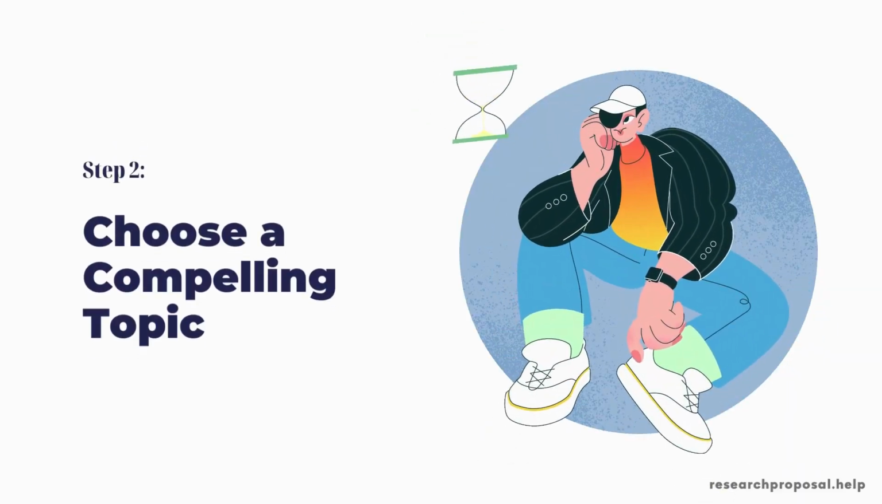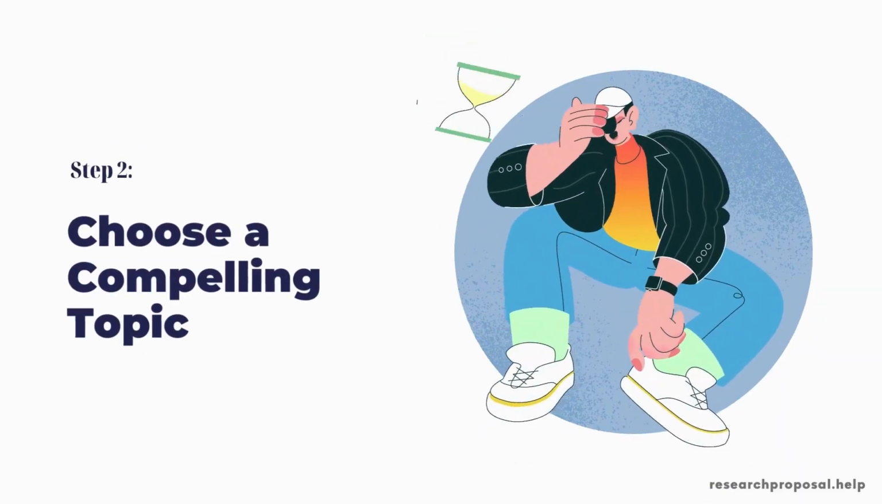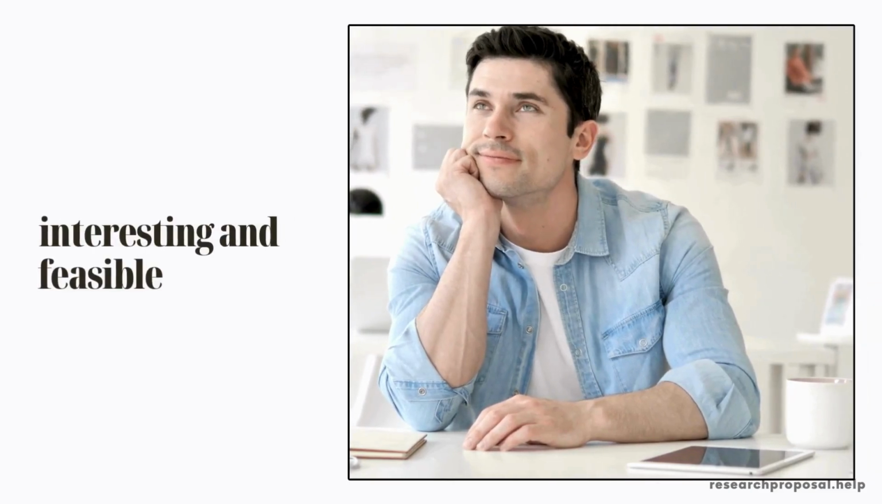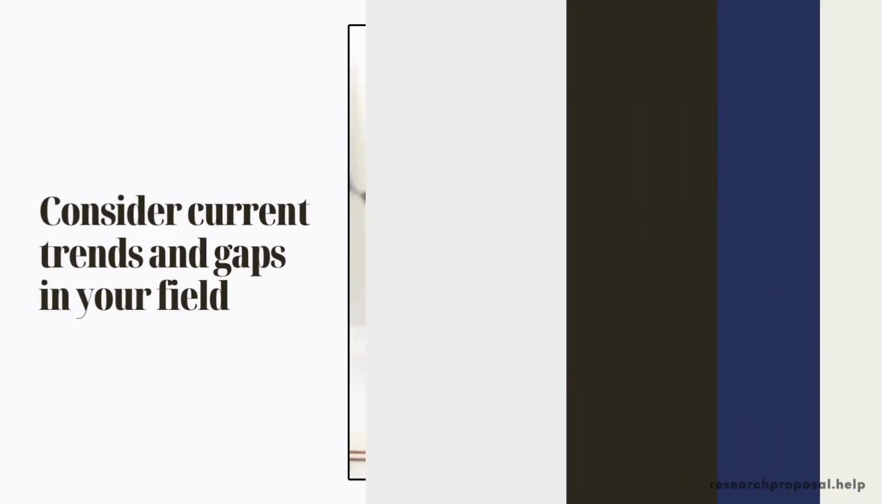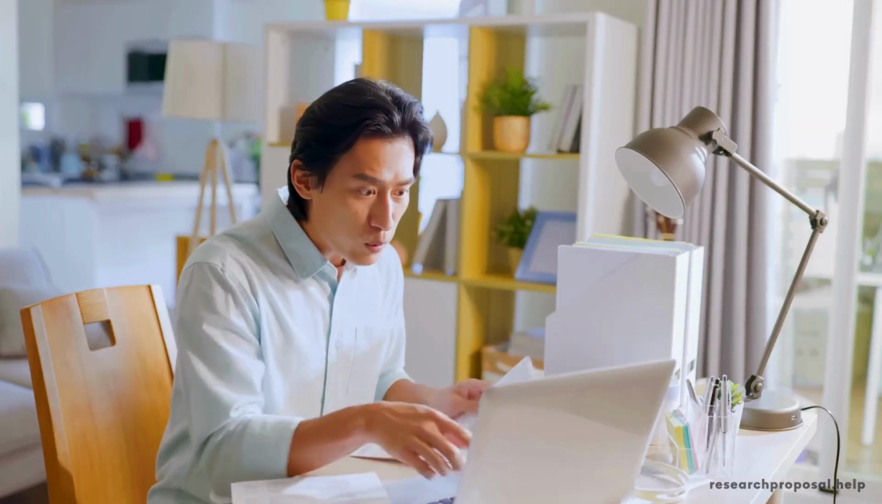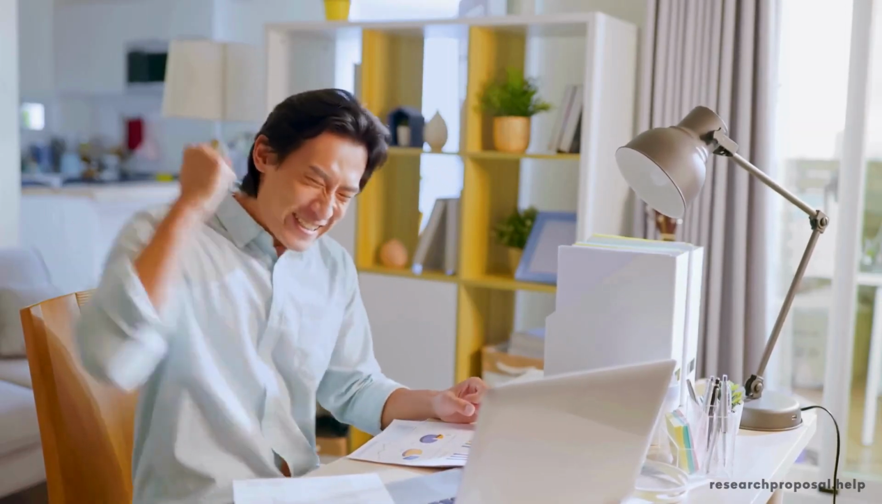Step 2. Choose a compelling topic. Your research topic should be both interesting and feasible. Consider current trends and gaps in your field. Choose a topic that not only excites you but also contributes to existing knowledge.